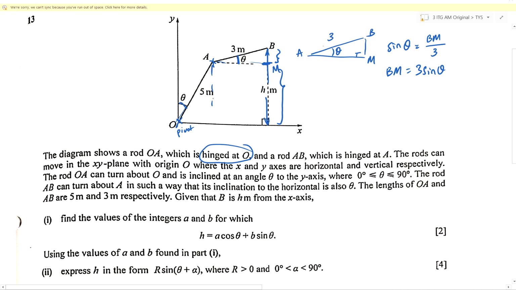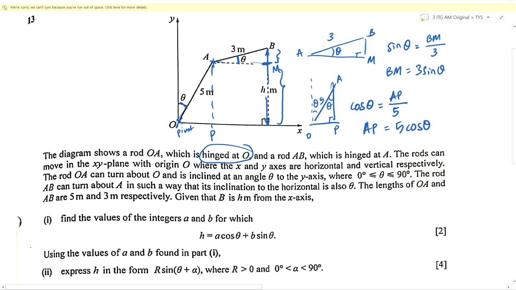We do the same for this triangle. Let's call this P. So for the big triangle P, A, and O, this being theta, this is phi. Alternate angles, parallel lines, this is also theta. So now we want AP. We're going to be using cosine. Cosine theta is our adjacent, which is AP over 5. AP is 5 cosine theta.